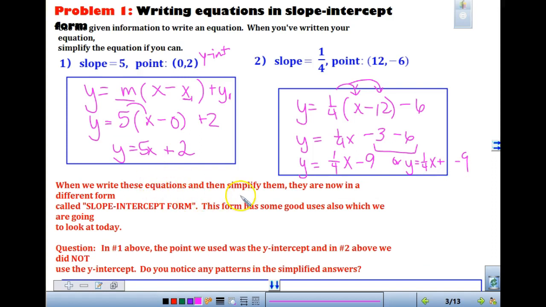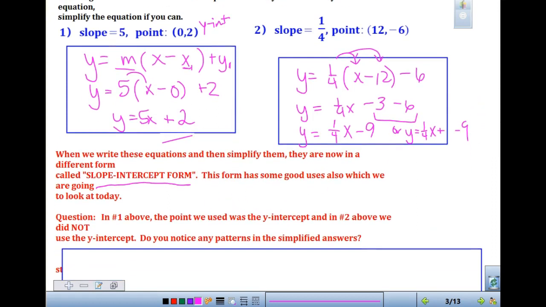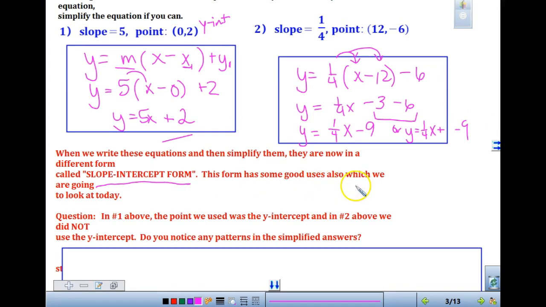So it says when you write these equations, you can simplify them. They are now in a different form. This is our slope-intercept form. Those first 4 answers on that C2 worksheet were in slope-intercept form in the back, right? They all look like this, okay? You did not have to write them that way. I said that, even though some of you might have thought yours were wrong. You had them right. It says this form is good also for what we're looking at today.